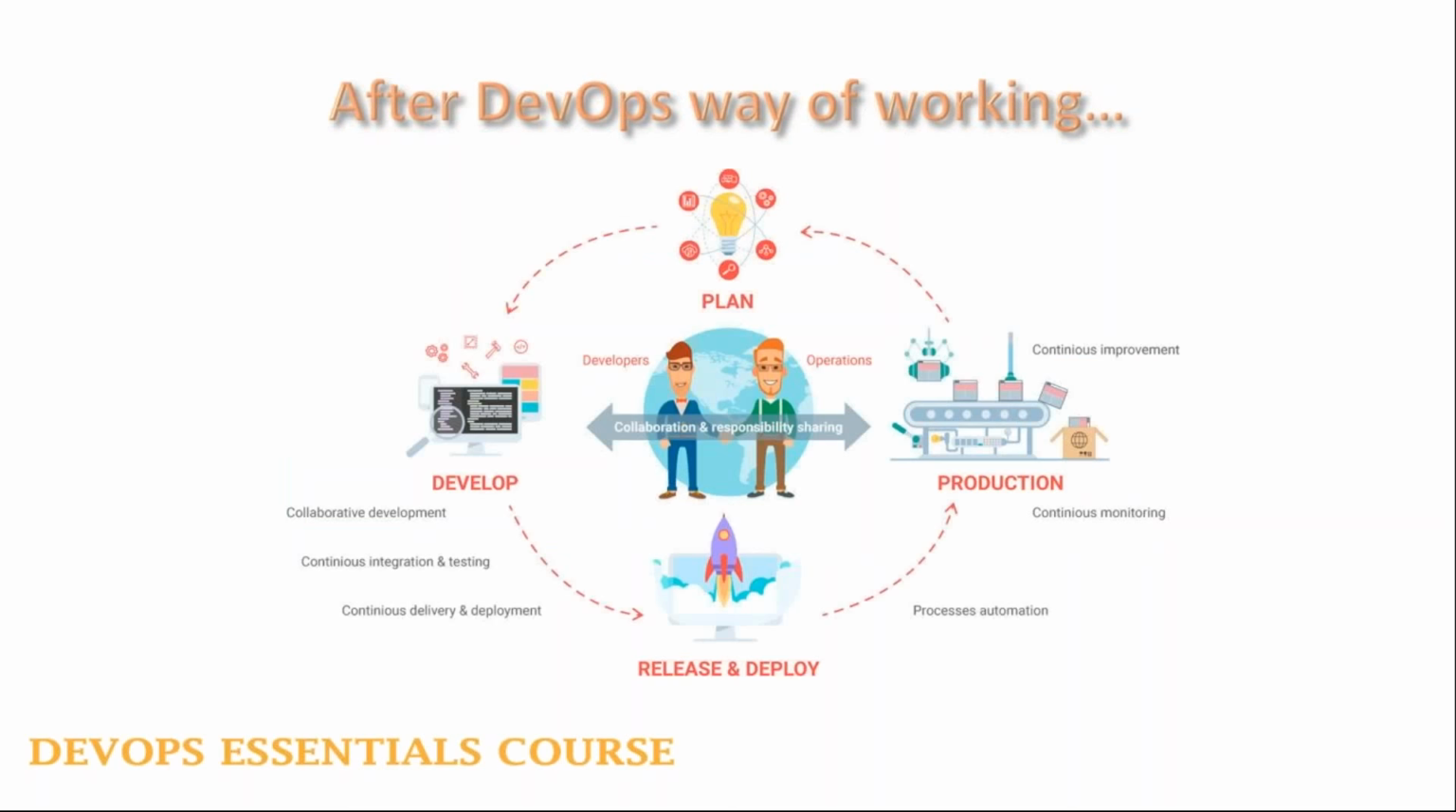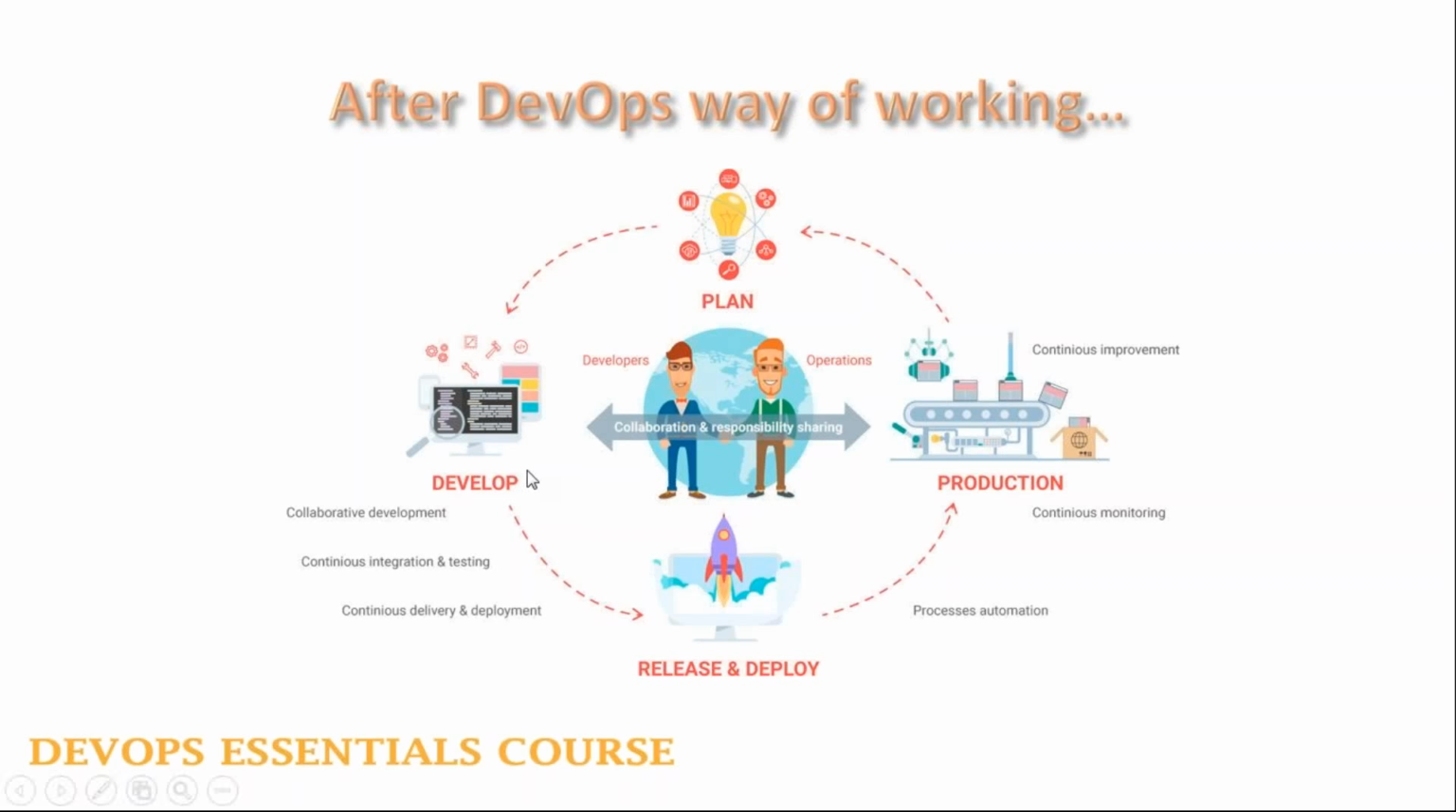After DevOps, it's all in a continuous fashion. While you are doing development, at the same time production is going on, some planning is going on, and release is going on. So at the same time, three or four things are happening. Earlier it was not like that. One thing needed to be complete, and only then would the other thing start.